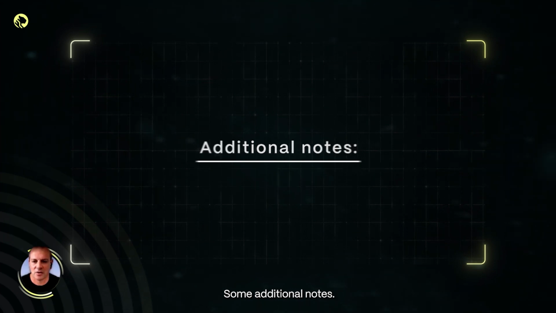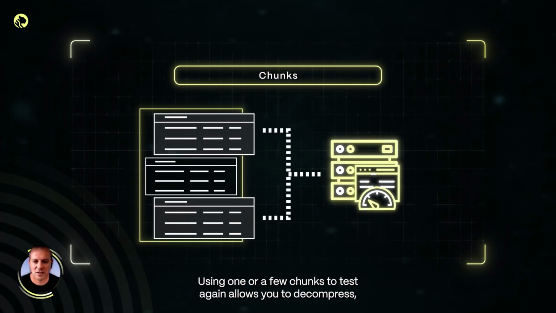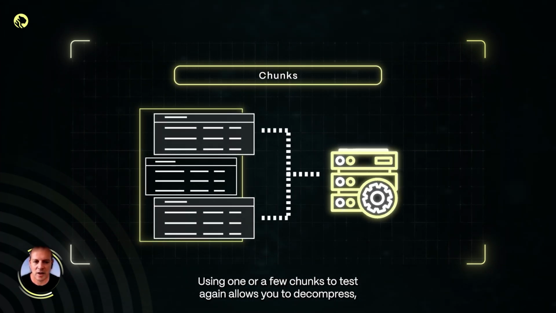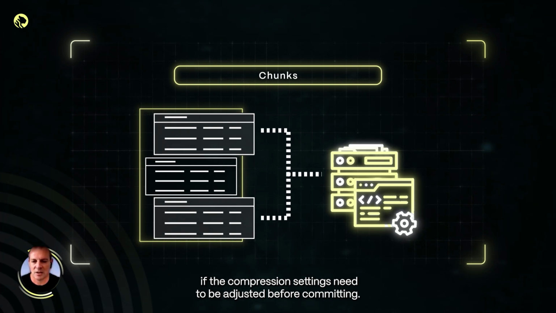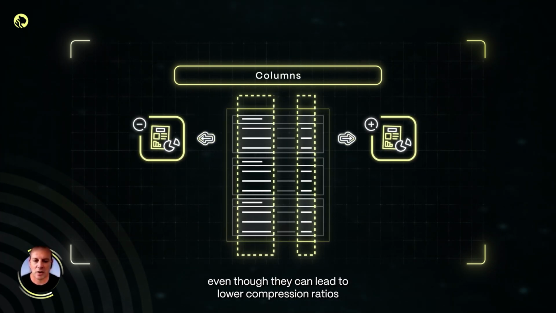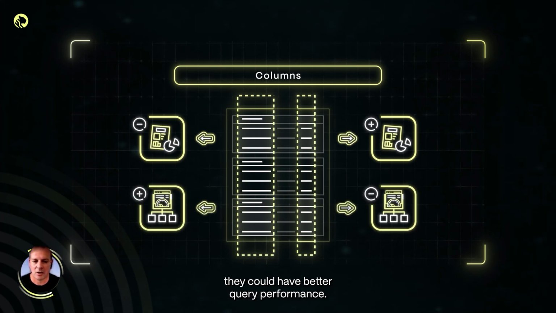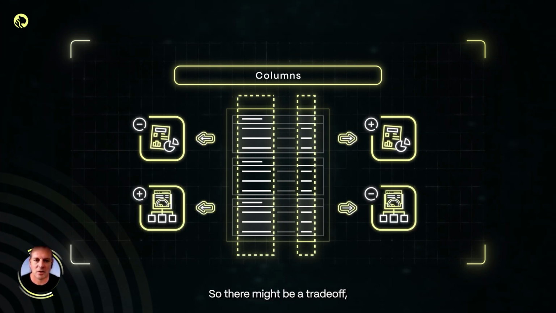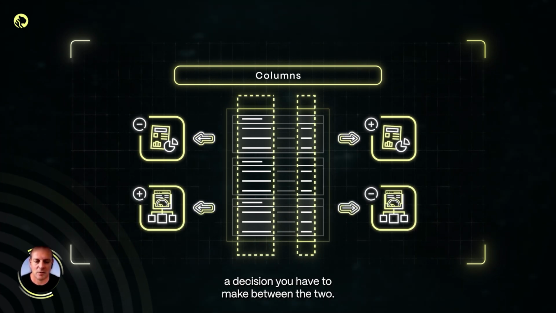Some additional notes. Using one or a few chunks to test, again, allows you to decompress if the compression settings need to be adjusted before committing. And certain columns, even though they can lead to lower compression ratios, they could have better query performance. So there might be a trade-off, a decision you have to make between the two.